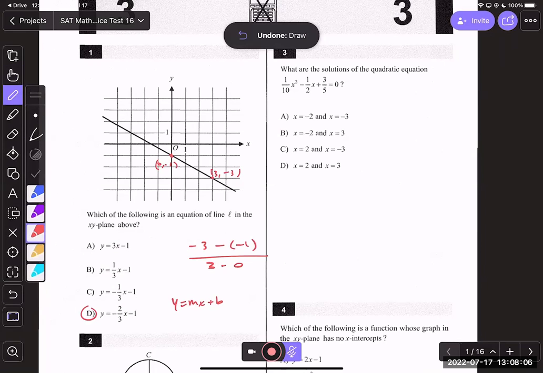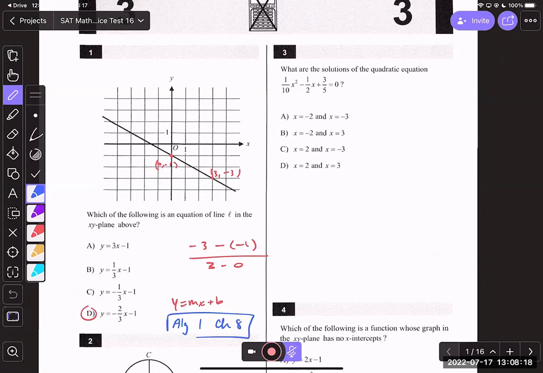So this question is one that you really learn about in the Introduction to Algebra book. I would say this is Algebra 1, chapter 8. This is where you really get to see all of that.